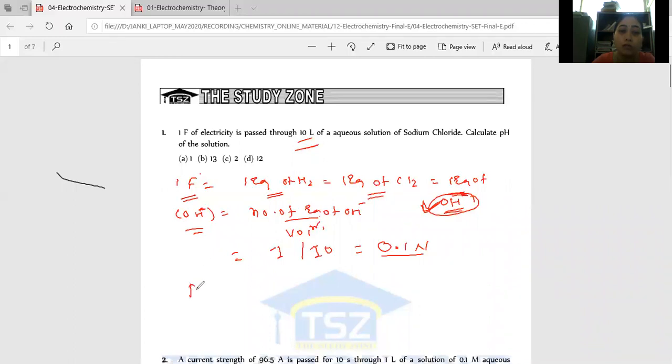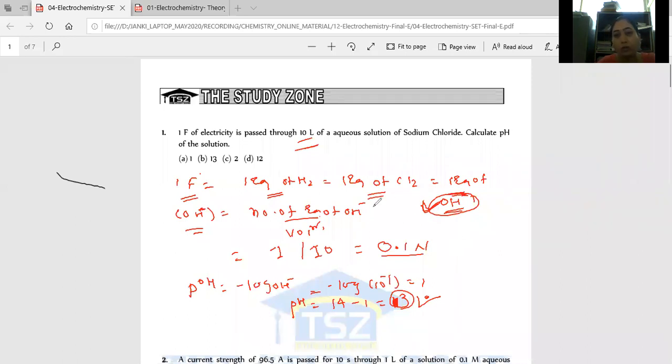Now, as we have the concentration of OH minus, pOH is equal to minus log of OH minus. So that is minus log of 10 raised to minus 1, which is 1. As pOH is equal to 1, then we can write pH is equal to 14 minus 1, which is equal to 13. So this is the answer. It's a good question.